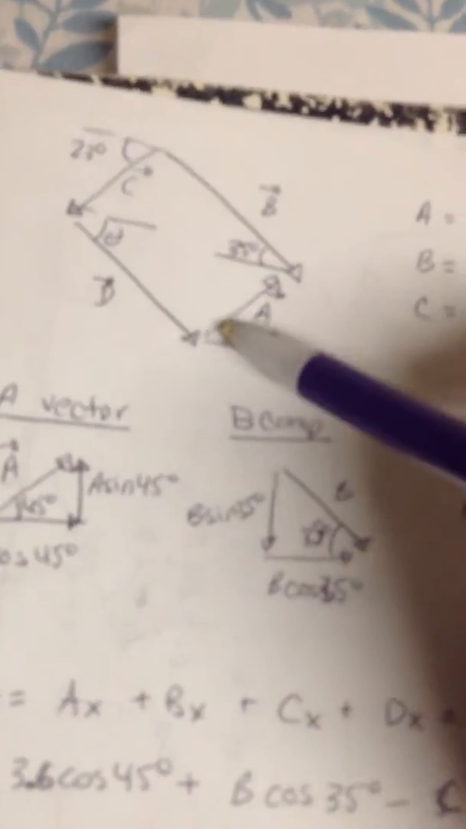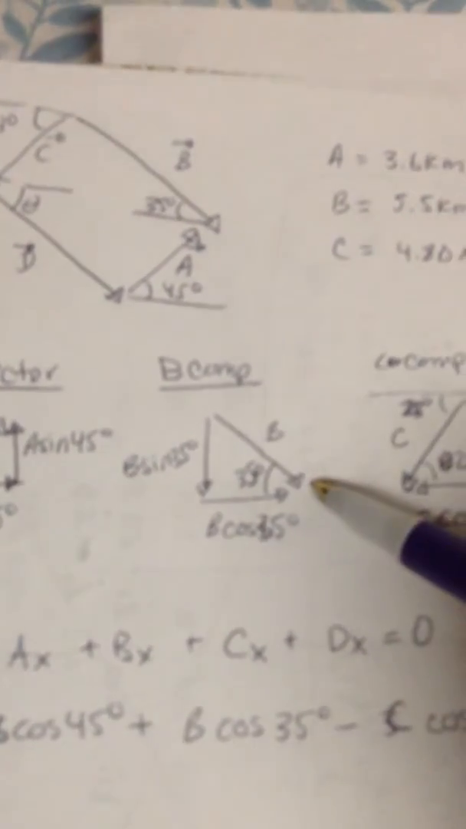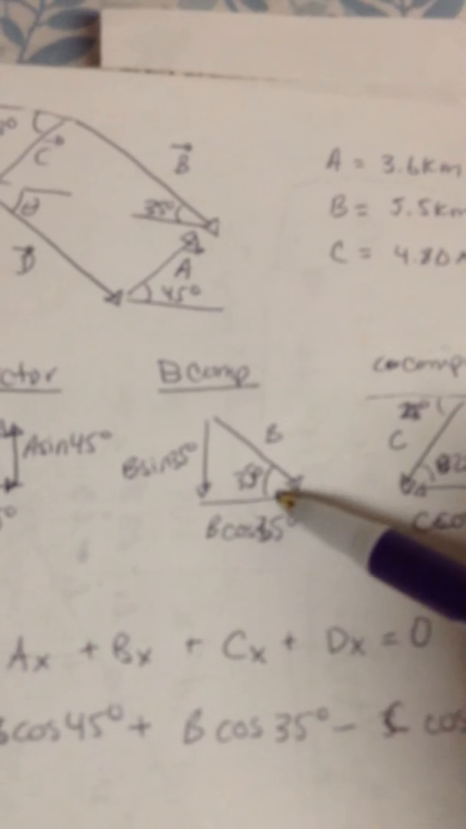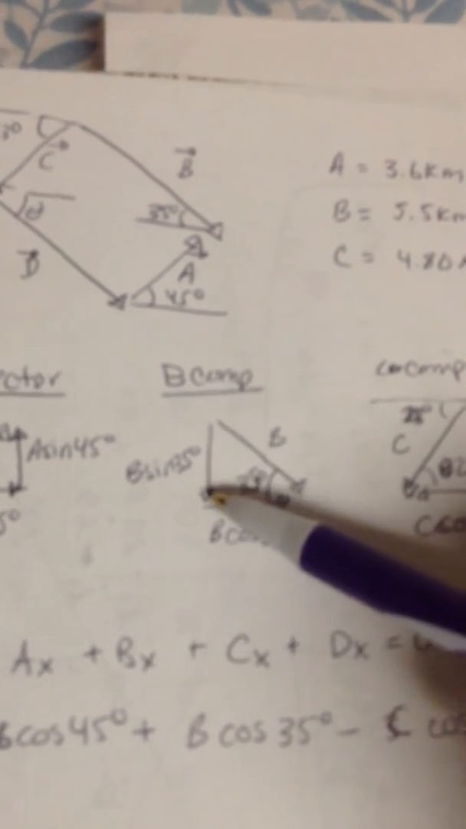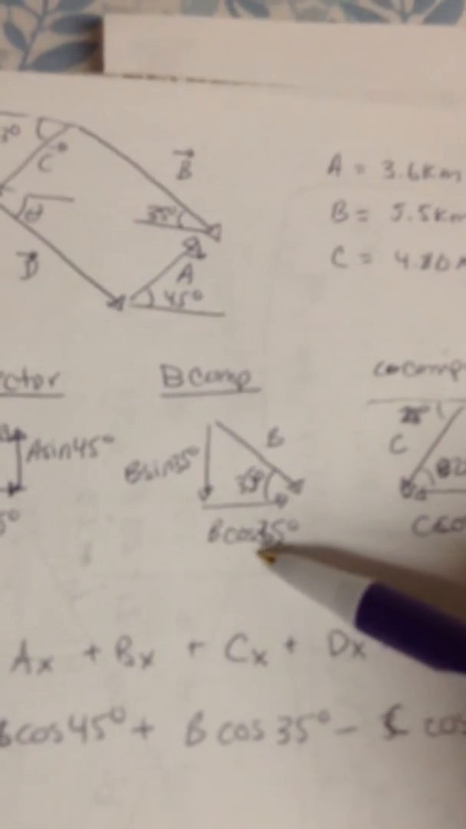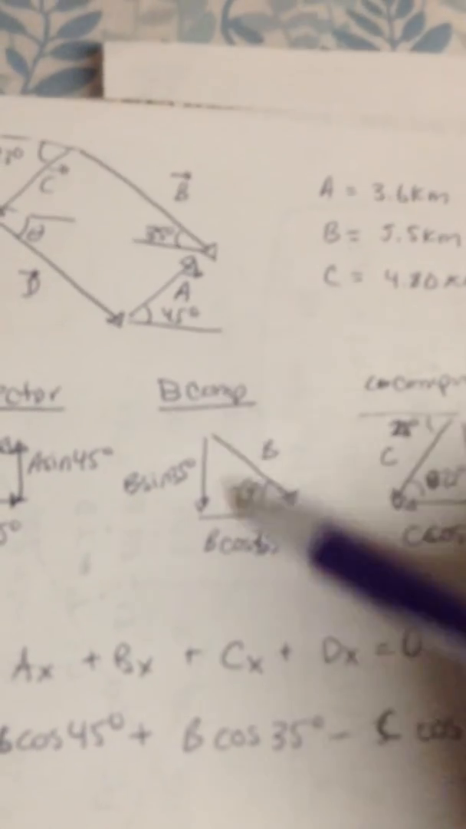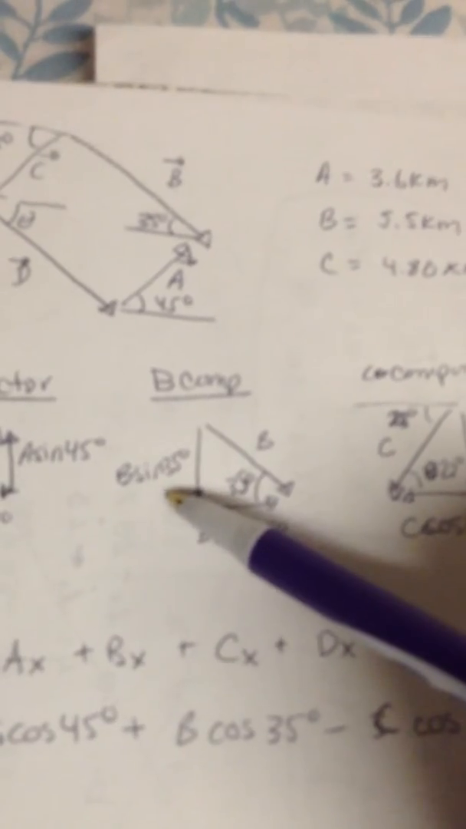Now same thing with B. So B is right over here. So we're going to bring it down. So B is going this way. So the x component is going this way and the y component is going downward. So in this case, this is B sine of 35 degrees. The 35 comes right back from here to here. And B sine of 35 degrees in the y direction.